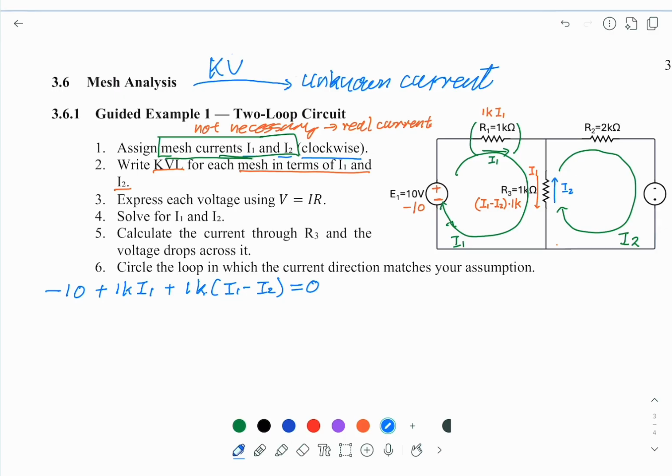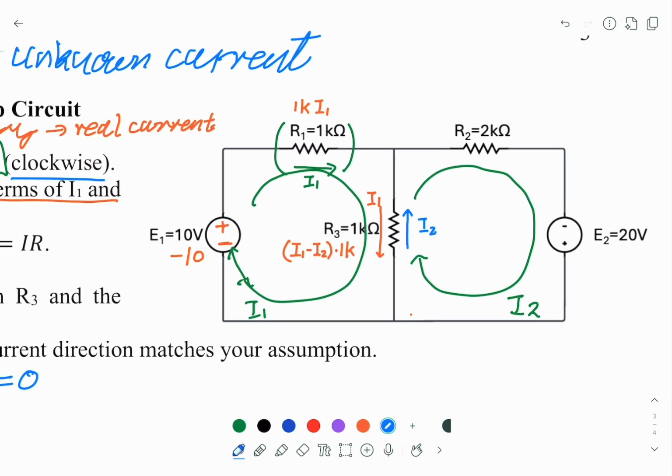The next equation comes from the right hand side. From the right hand side, we see again this is the negative, this is positive. So I2 enters E2 from the negative side, so this must be minus 20. I2 also passes through R2, so the potential difference across R2 due to I2 is equal to 2k multiplied by I2. This is the potential difference. We already applied Ohm's law.